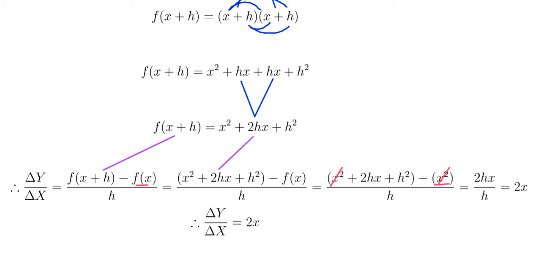Now, let's analyze this in a little bit more detail. What do we have here? We have 2hx plus h squared, and at this point in time, it is all divided by h. That's what we have here. Let's analyze this, make it slightly bigger. That is what we're concentrating on. It is all divided by h.